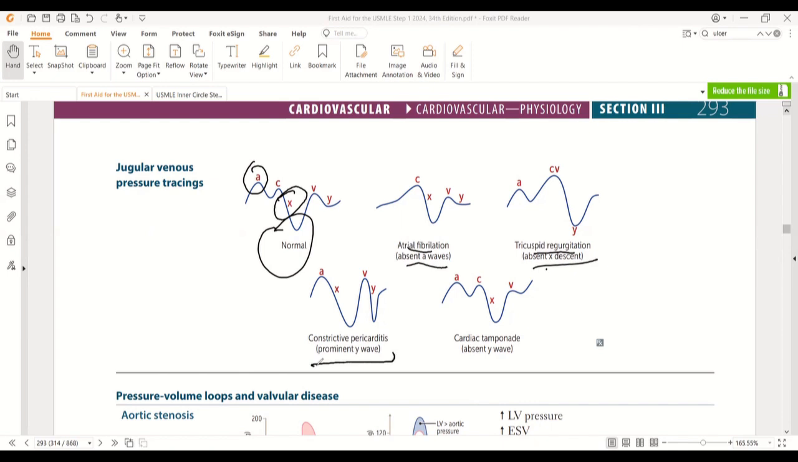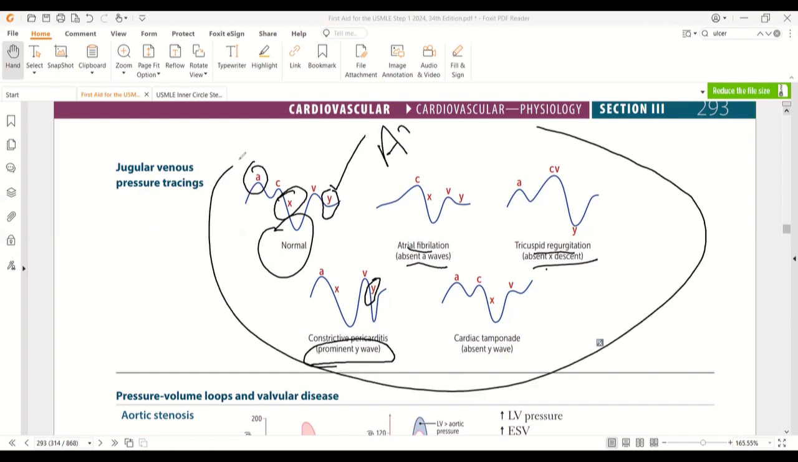there is a prominent Y descent, right? This is the normal Y, and here is the very prominent one. And in cardiac tamponade, the Y descent is absent. So you have to identify these pictures and their conditions.